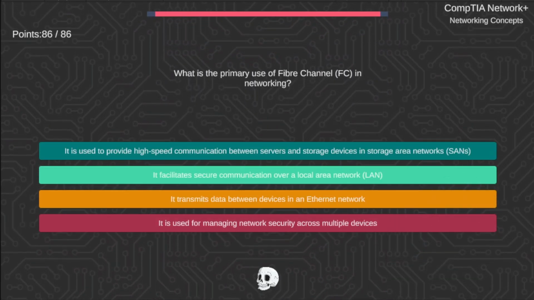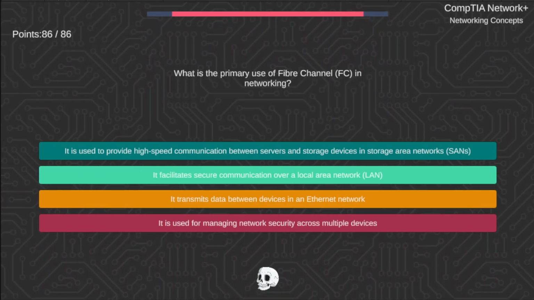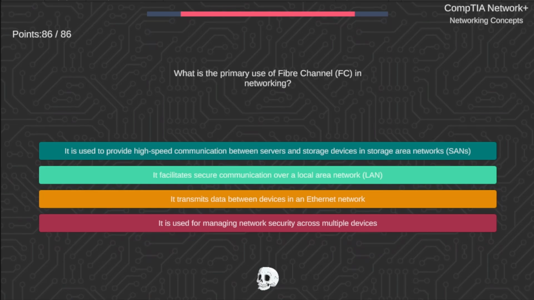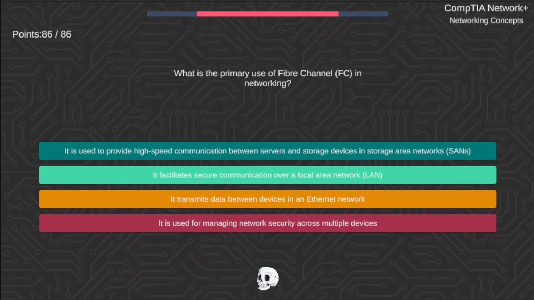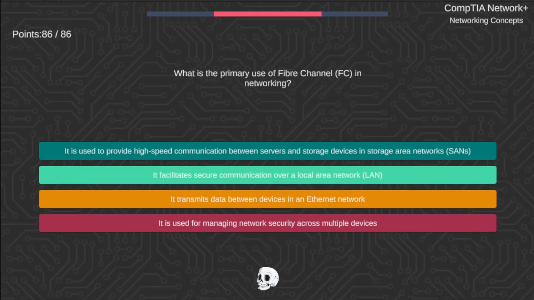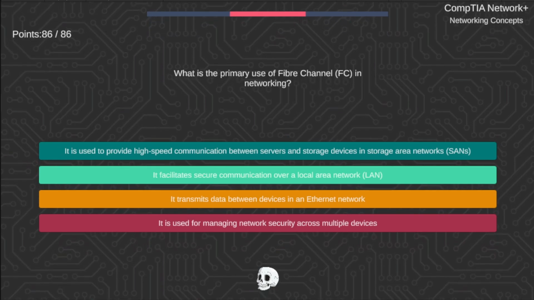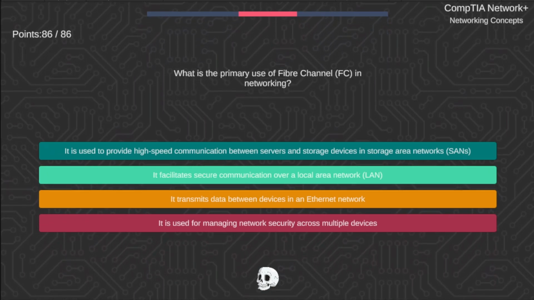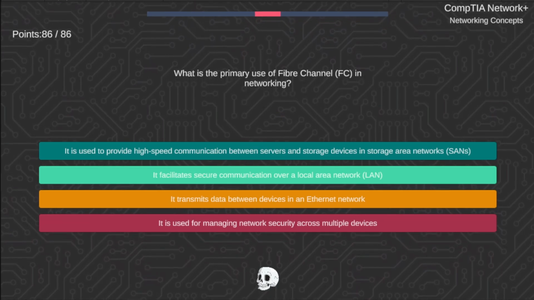What is the primary use of fiber channel in networking? It is used to provide high-speed communication between servers and storage devices in storage area networks or SANs. It facilitates secure communication over a local area network or LAN. It transmits data between devices in an Ethernet network, or it is used for managing network security across multiple devices. The primary use of fiber channel in networking.